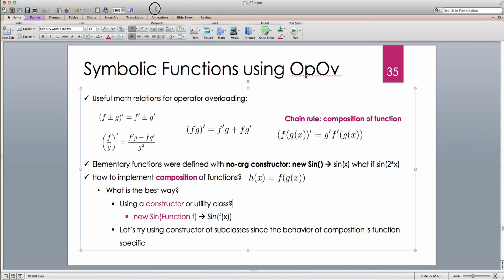Another way of taking care of the composition is what we actually did last time, and we used the utility class when we assigned static utility methods to implement functions, and we said that if we pass a function to those utility methods, then we have to take care of the composition. But now instead of doing that, we want to implement the composition using the constructor. So let's head to Eclipse and investigate this.